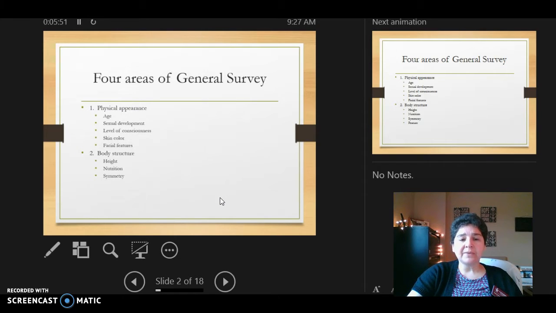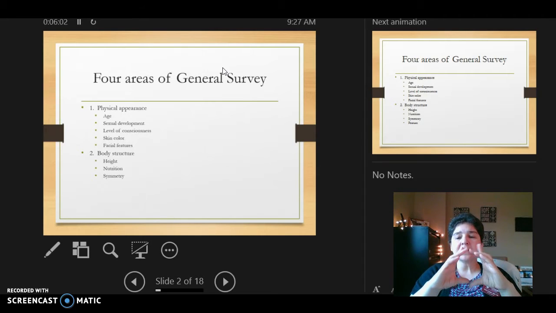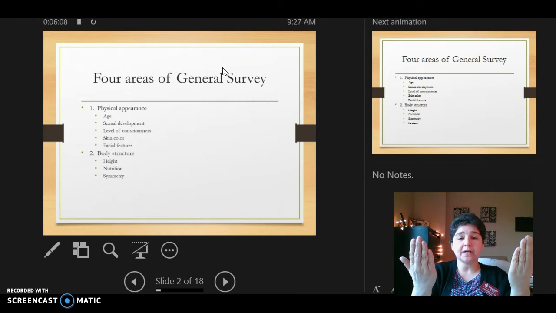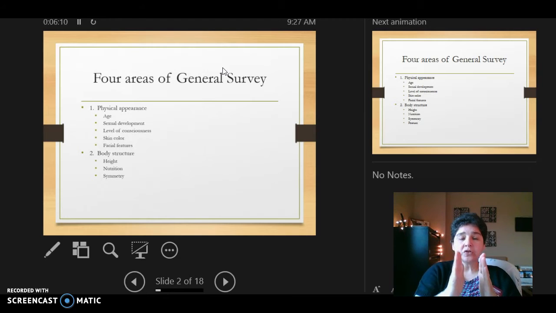Symmetry, again, on both sides of the body. If they have one arm, do they have another arm? So always, that's what symmetry means. If something is symmetrical, I like to think of a circle. If you take that circle and you divide it in half, you should have 2 equal halves. So symmetry is being able to cut something down the middle and having two equal sides. Everything is the same on both sides.